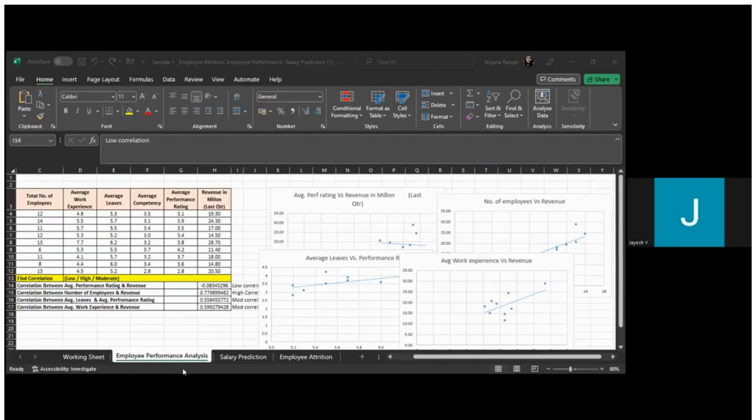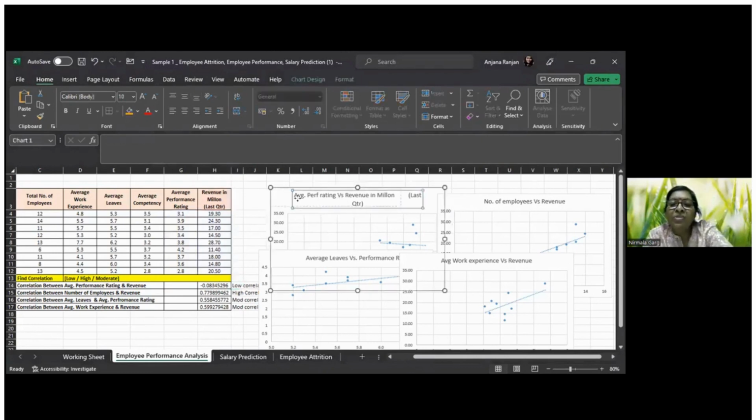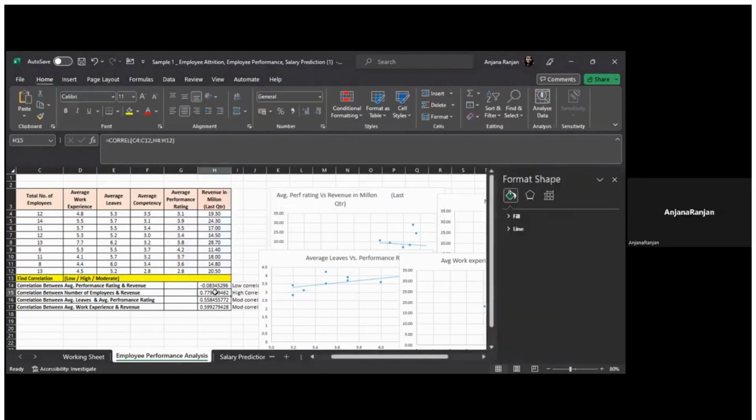So for the employee performance analysis, the first correlation, between average performance rating and revenue, the correlation value is minus 0.08. So I feel it's not correlated. So what does it mean? It means the performance rating and revenue have no cause and effect relationship at all, right? Means the variable compensation system is not there.